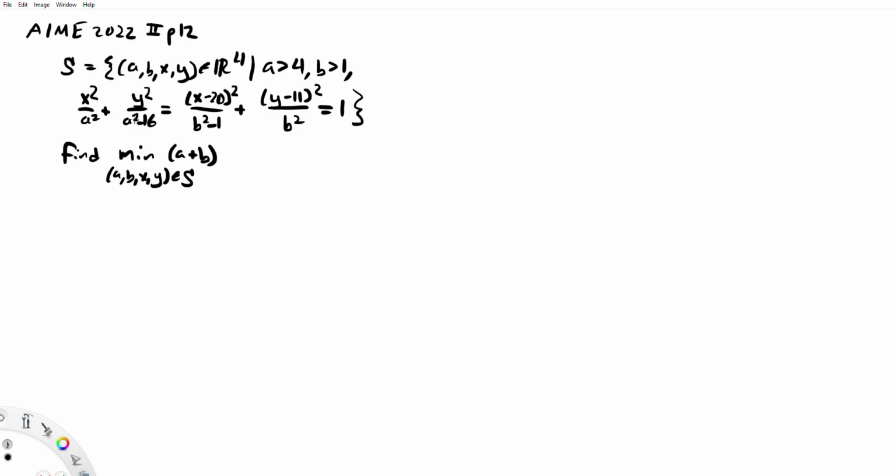You should recognize that this is the equation of an ellipse. Actually, it's the equation of two ellipses. And a greater than 4 just guarantees that it's an ellipse, and b greater than 1 guarantees the other one is an ellipse, rather than a hyperbola. So let's just sketch out what these ellipses look like.